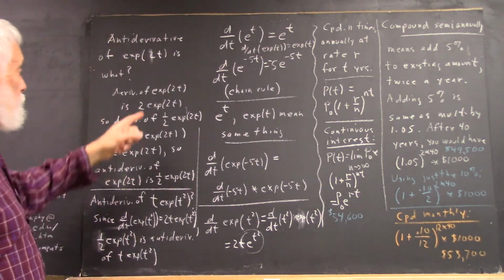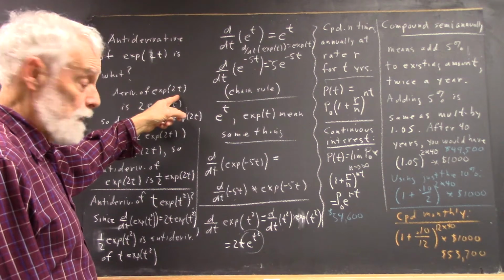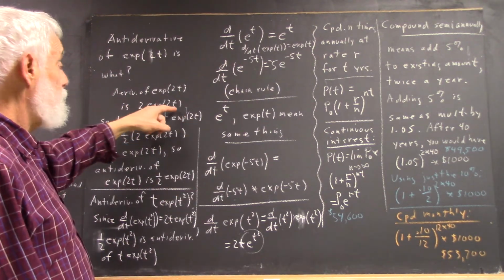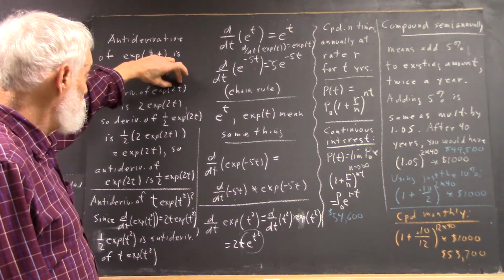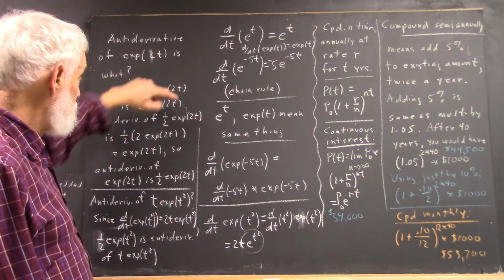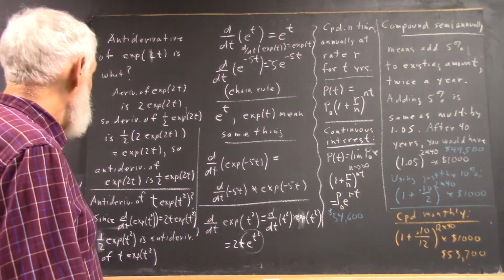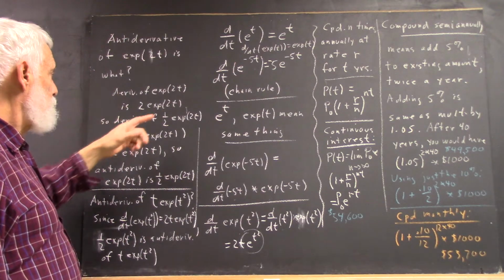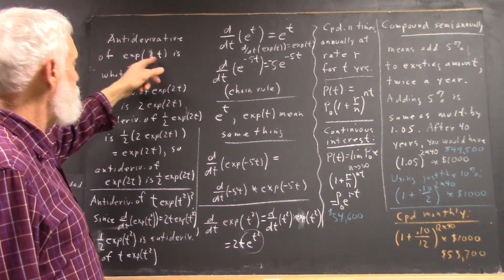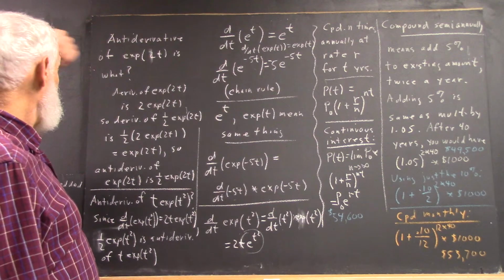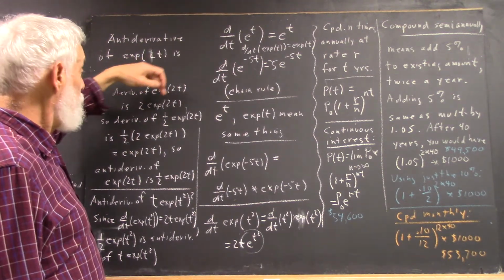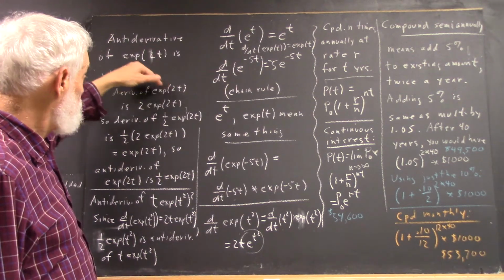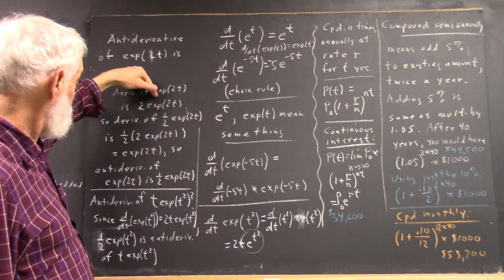Okay, so let's just look. The derivative of exp of 2t is what? Well, as we saw down here, that's going to be 2 times exp of 2t. The derivative of the 2t, which is 2, times exp of 2t. Well, what we want now is a function whose derivative is equal to just exp of 2t. If the derivative of this is 2 exp of 2t, then to get just exp of 2t, we take the derivative of half of this.